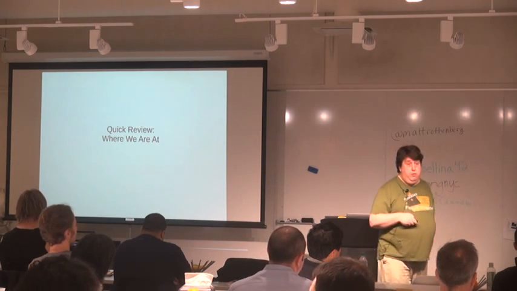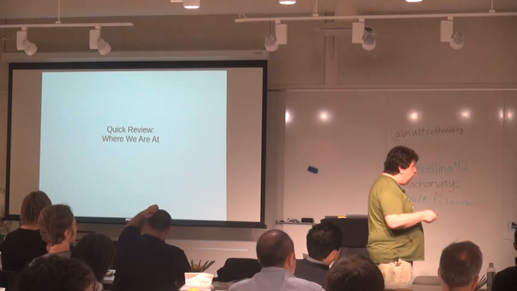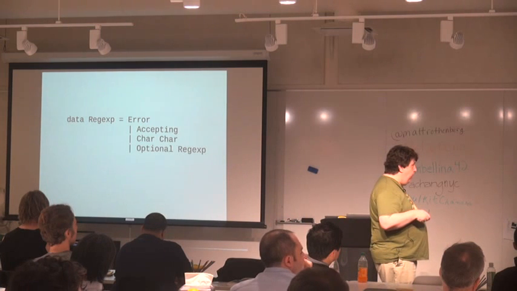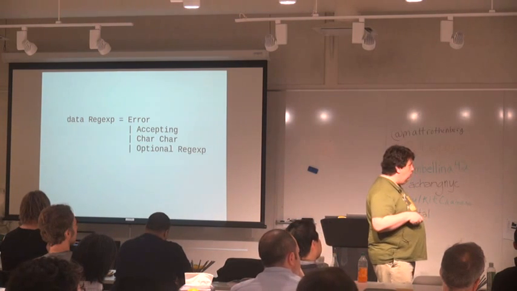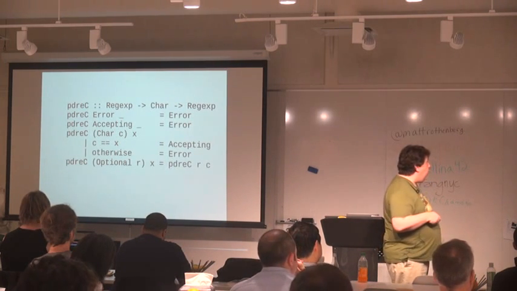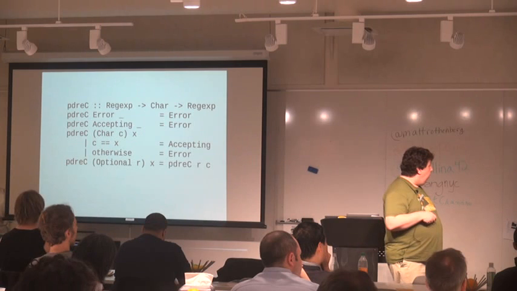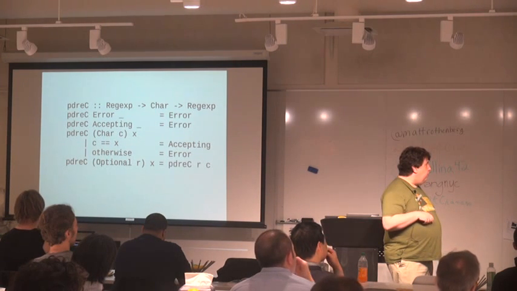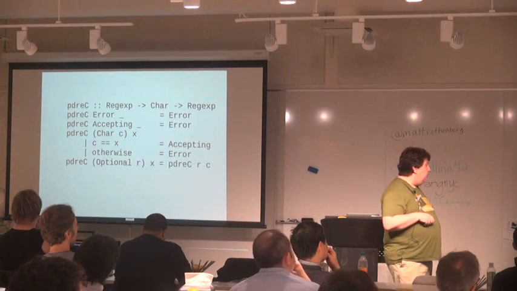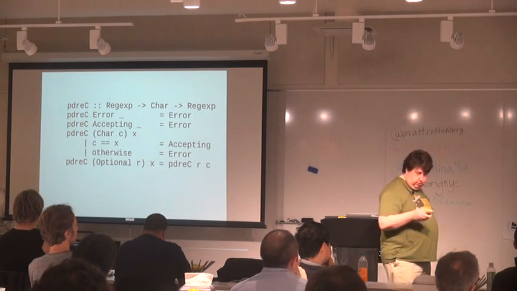So I just want to do a quick code review. Added a bunch of code, a bunch of simple cases, but I wanted to actually show you what the code is going to start looking like. So here's our data constructor as it exists right now. It's error or accepting or char of a character or optional of a regular expression. Right? Here is the definition of our PDREC function, which takes the partial derivative with respect to a character. Right? If it's an error, it goes to error. Accepting goes to error. Character goes to accepting if the characters match, otherwise it's an error. Optional goes to ignore the optional. And that should still be an X. Copy paste error.